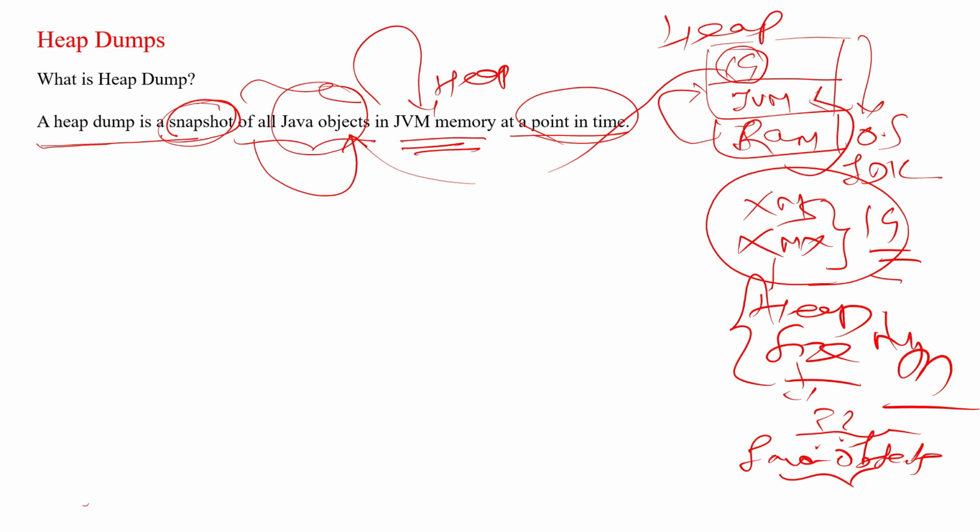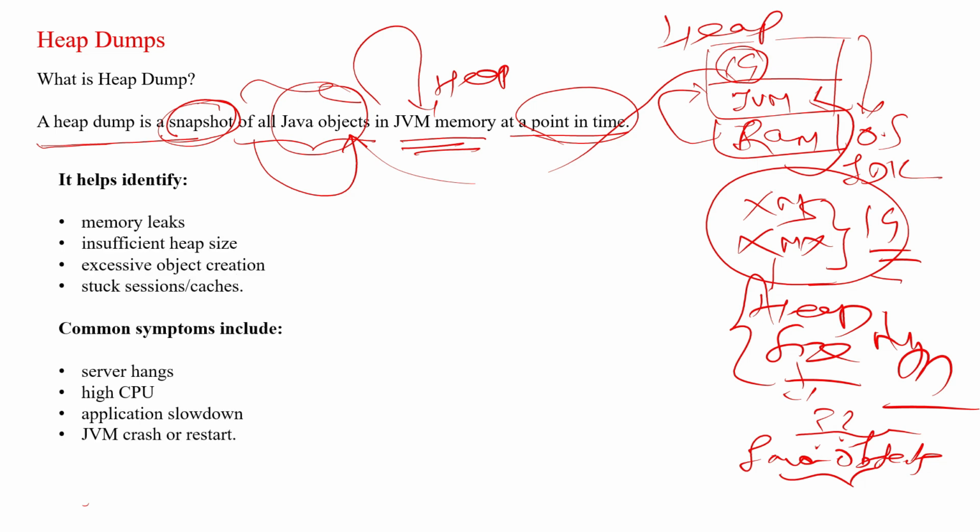Now what is the purpose of heap dump? Why do we actually take it? There are multiple situations for troubleshooting purposes where we take heap dumps, like memory leaks, insufficient heap size, excessive object creation, stuck sessions or caches. So what does that mean?